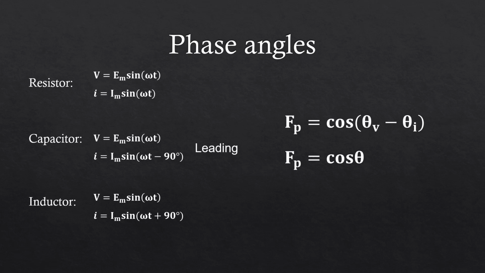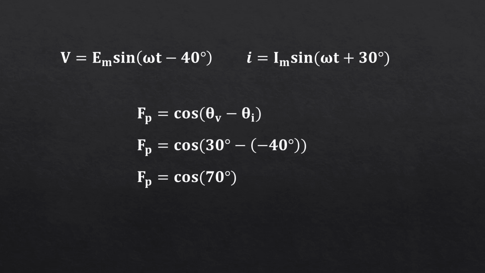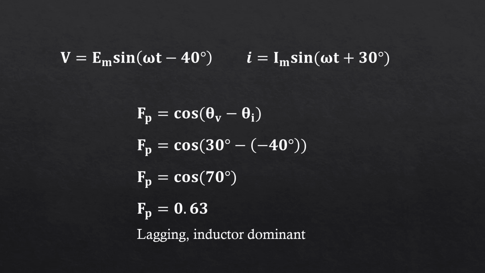However, if the current is behind the voltage, as in an inductive circuit, the power factor is said to be lagging. For example, if a circuit has a voltage with phase of minus 40 degrees and a current with phase of 30 degrees, the difference in phase is 70 degrees, and so the power factor is 0.63. As voltage is ahead of the current, the power factor is lagging, and the circuit, therefore, is inductor dominant.